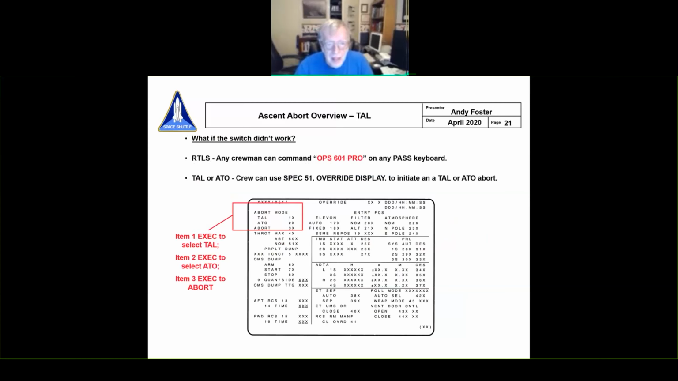You had a backup in case that little abort rotary switch failed and didn't work. Essentially, you could use Spec 51, which was a software display. And if I wanted to go TAL, for instance, I would type in item 1 execute, and it would select the TAL, and item 3 execute, and it would abort. If I wanted to do an ATO, I could do an item 2 execute and an item 3 execute, and it would abort. If I want to do RTLS, you can see it's not up there. You just typed Ops 601 Pro into the PAF software scratch pad, and boom, off you went.